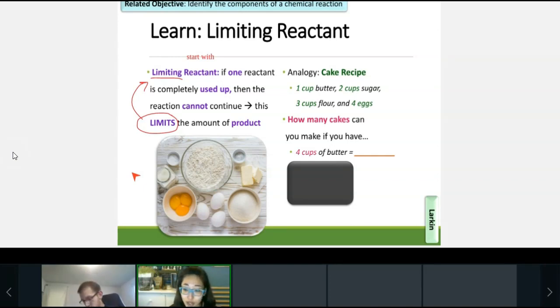Okay, cool. So let's go ahead and actually apply this to our analogy. We have a cake recipe, which is 1 cup of butter, 2 cups of sugar, 3 cups of flour, and 4 eggs. I think this would probably make a pretty nasty cake, so don't actually try this at home. But let's just pretend that this makes a really delicious cake, okay?